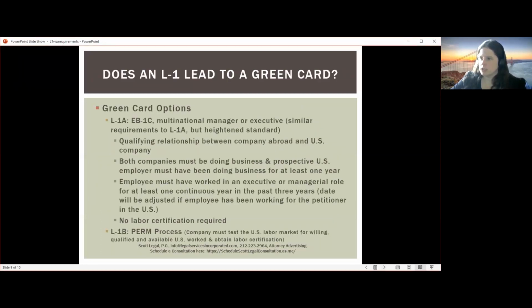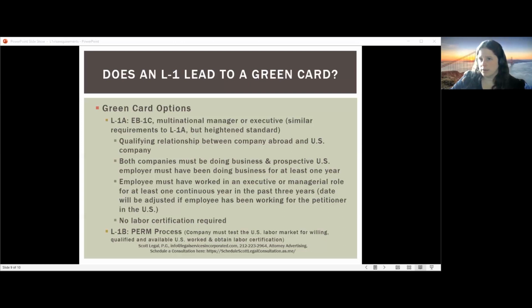So a very common question is, does an L1 lead to a green card? And there are a few green card categories that are potentially available for people on L1. So the L1A, if you held an executive or managerial role abroad, and you're now coming to the U.S. to hold a managerial or executive role, then the EB1C multinational manager or executive green card may be available to you. Similar requirements to the L1A, but it is a green card.